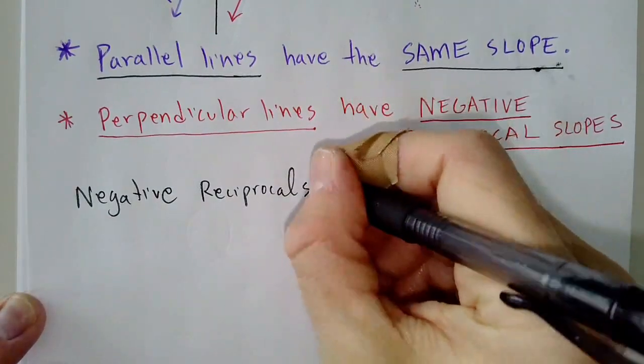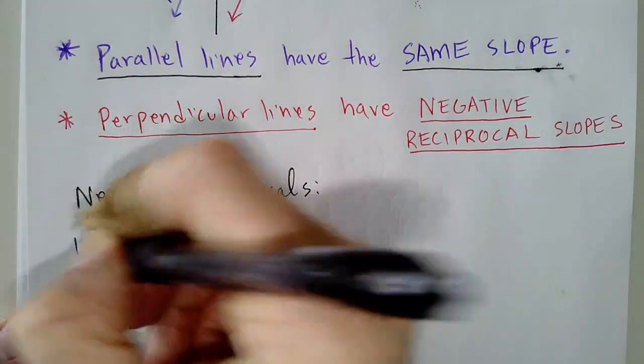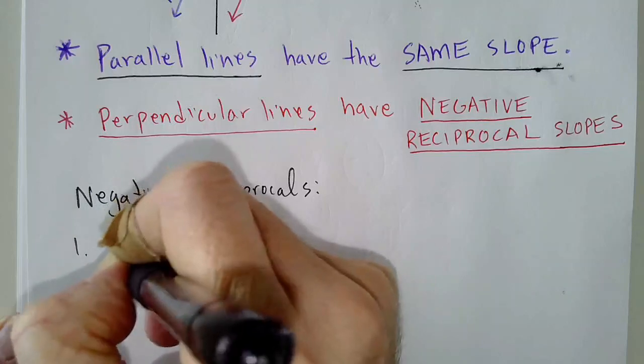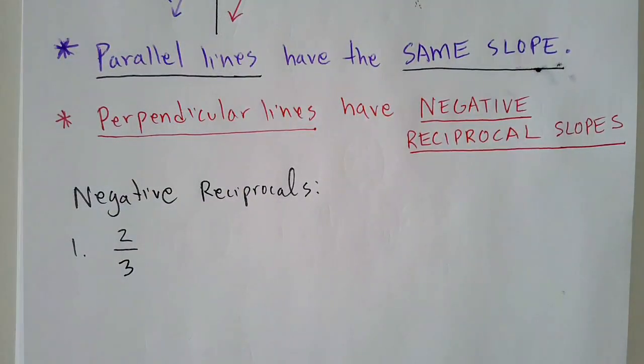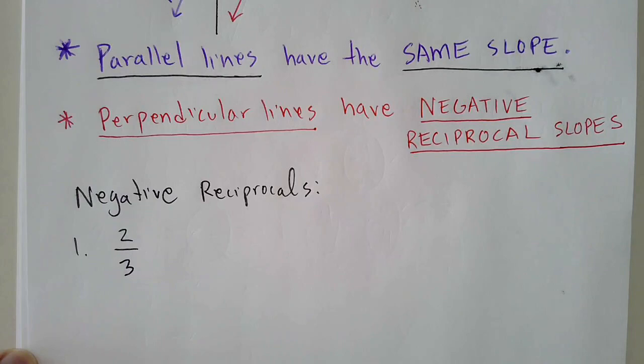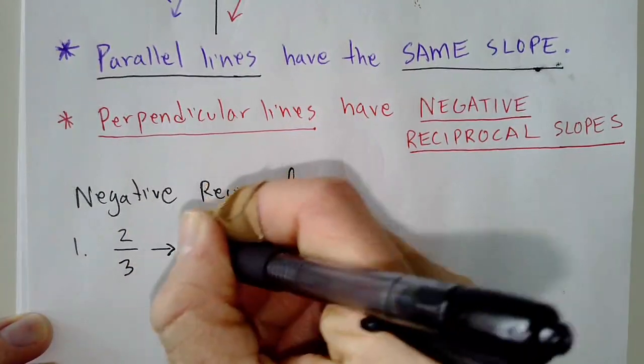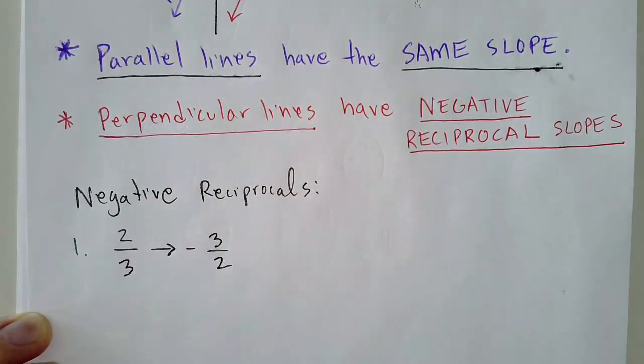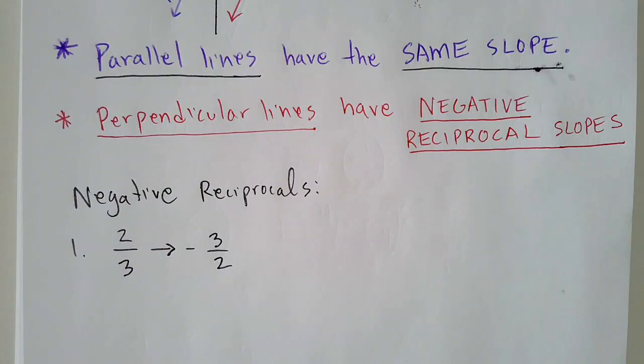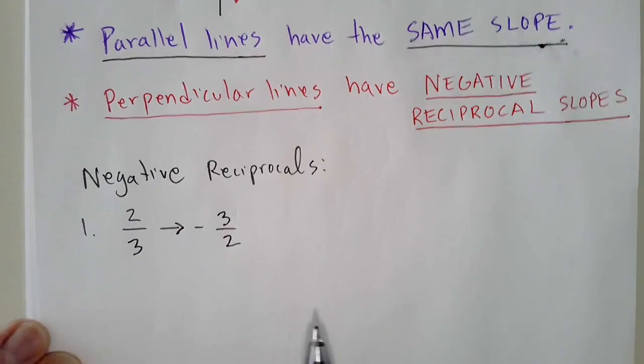Okay, negative reciprocals. So first example, if I take the negative reciprocal of 2/3, what is that going to be? It's going to essentially switch signs, and the fraction is going to flip. So it's going to look like that. Pretty easy to understand.